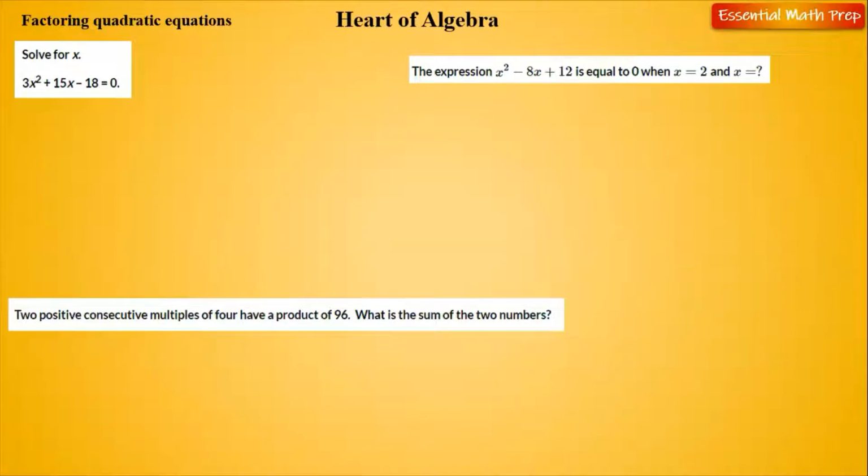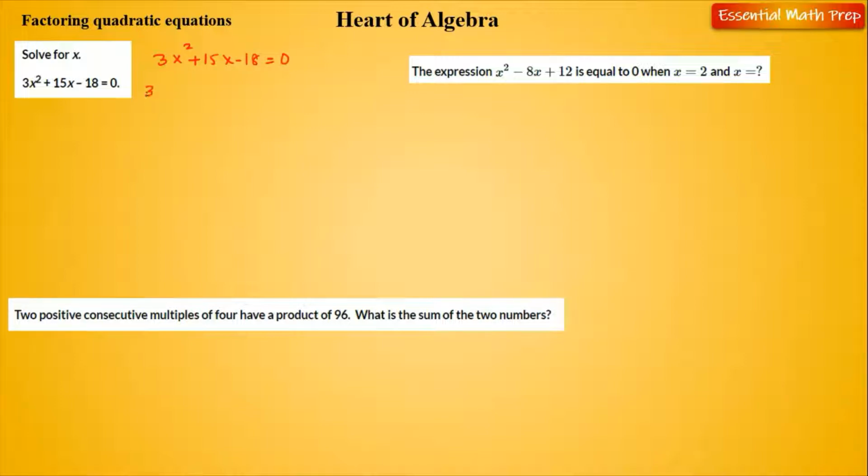Welcome back. Let's continue our discussion on factoring quadratic equations. Let's go ahead and solve the first problem. We have 3x squared plus 15x minus 18 equals 0. We can reduce this equation further.